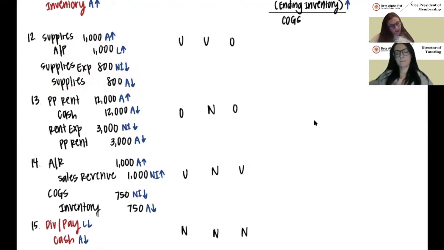And for liabilities, our liabilities were never increased by that 1,000. So our liabilities are going to be understated. And then the expense was never recorded. The net income never got lower. So our net income is going to be overstated.